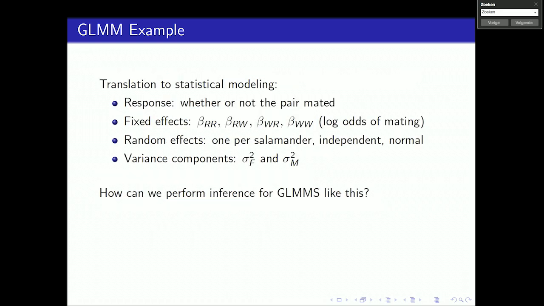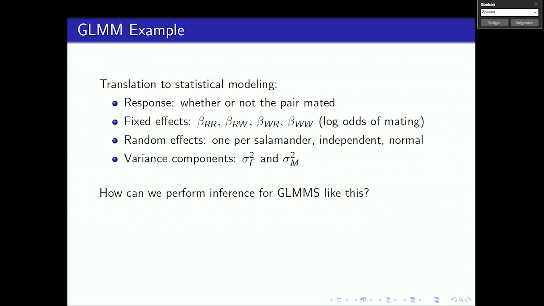All right, so now that we understand the research question, we can translate that to a statistical model. Our response variable is binary. It's whether or not a pair of salamanders mate. The fixed effects, we have 4 of them, and it's the log odds of each cross mating. So beta RW would be the log odds of a rough butt female mating with a white side male.